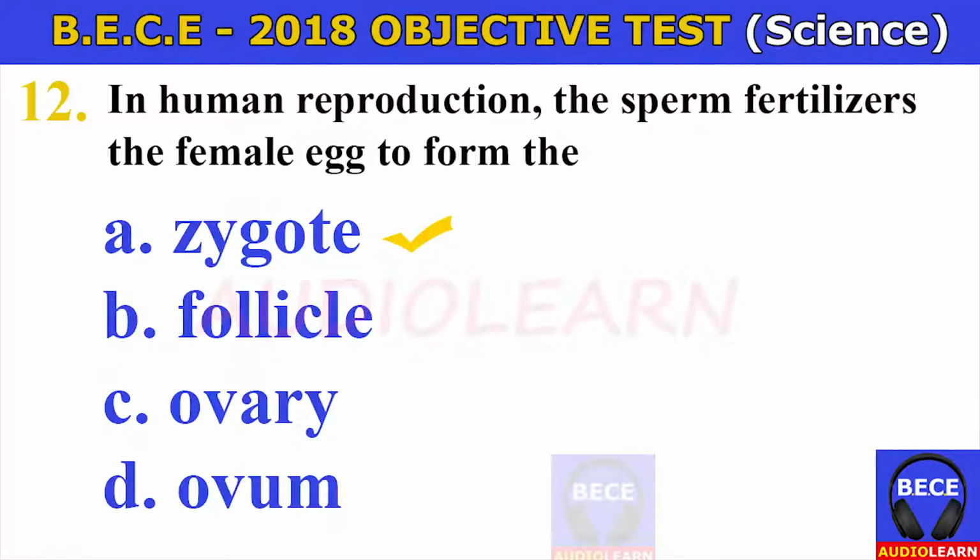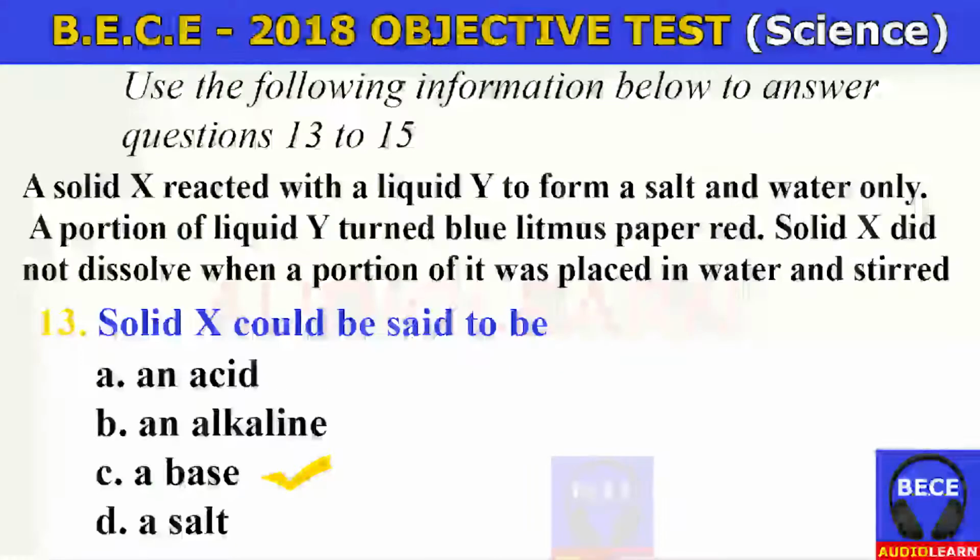Number 12. In human reproduction, the sperm fertilizes the female egg to form the A. zygote, B. follicle, C. ovary, D. ovum. And the answer is A. zygote. In human reproduction, the sperm fertilizes the female egg to form the zygote.